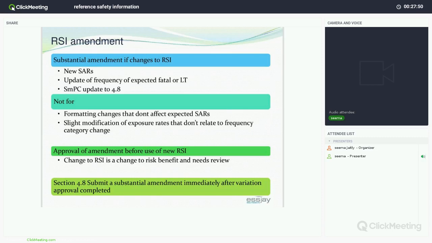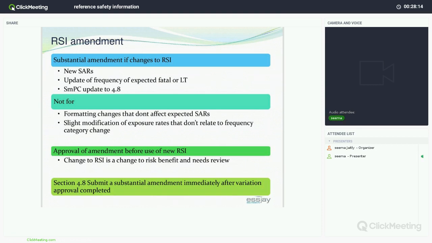If you have an SPC that's updated, so section 4.8 is updated, and you would submit that, you would get your variation. You would then need to ensure that you submit that as a substantial amendment for your study or your trial, and you would have to wait for approval of that before you can implement that and use that for your reference safety information for expectedness assessment for your clinical trial.